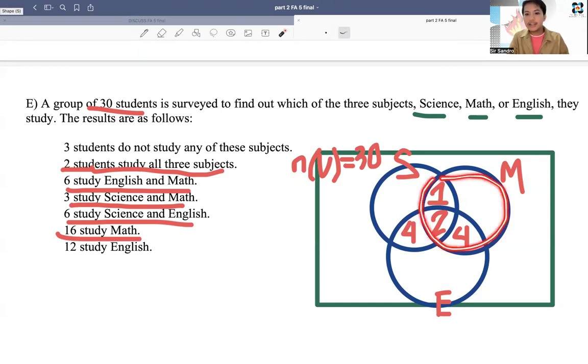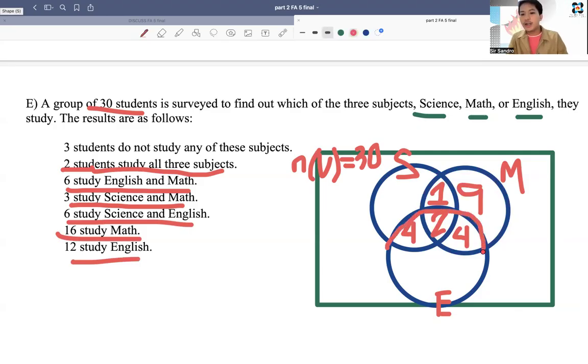That's it. So we already have 4, 5, 7. We have 7. So how many are math only? We have 9. That's correct. We have 9. And for the last one, English, 12 study English. So this is our entire English: 4, 2, 4. And then, how many are English only? 4 plus 4, 8. Plus 2, 10. So this is 2. Alright? And 3 do not study any of these subjects.